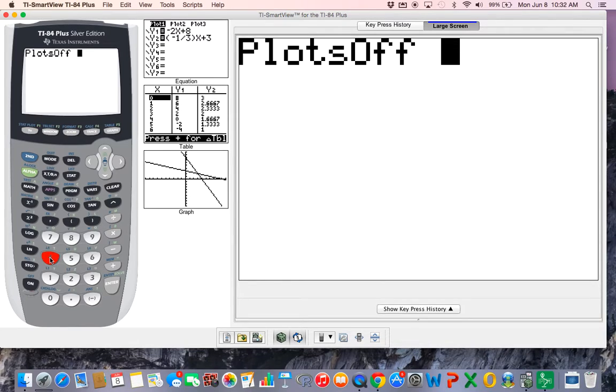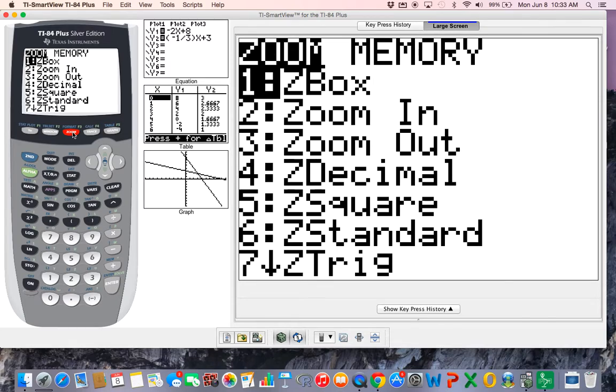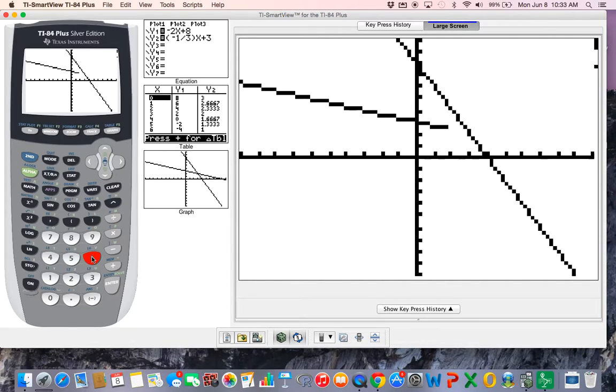So I'm just going to go 4 plots off and hit enter where it says done, and then I'm going to go back to what I had, go back to zoom 6, zoom standard, and I shouldn't get my error. Sometimes if you haven't turned your stat plots off, it'll give you an error, and those kinds of things can be extremely frustrating for an online course like this, because I'm not going to come to your house and fix your calculator for you.